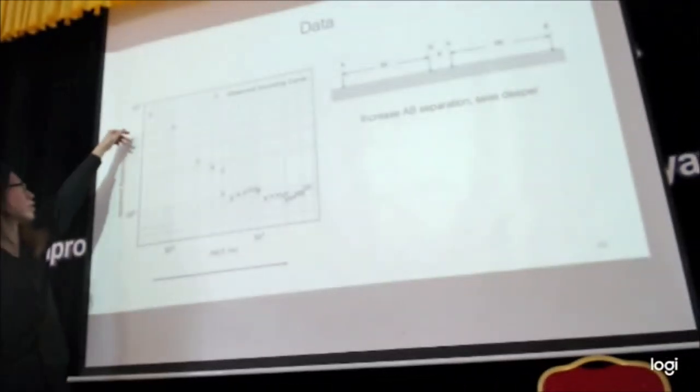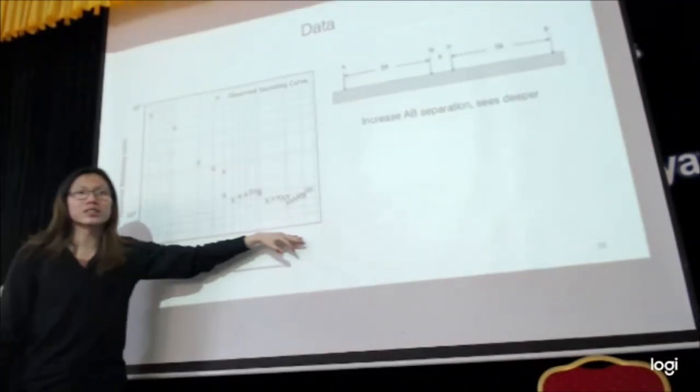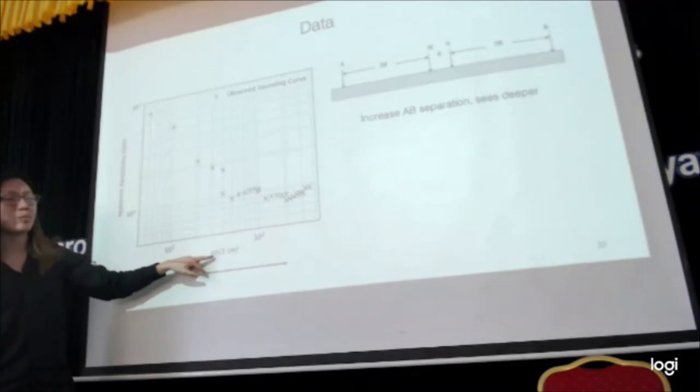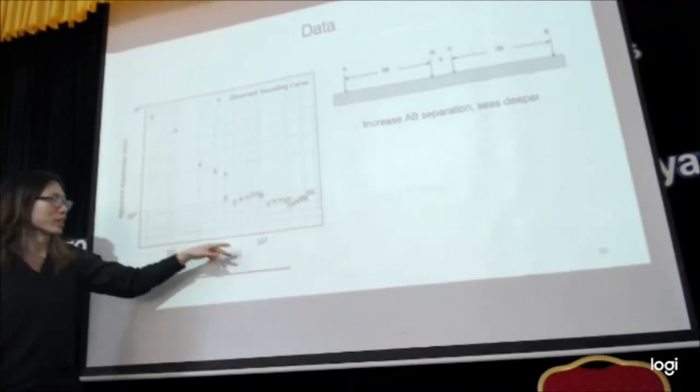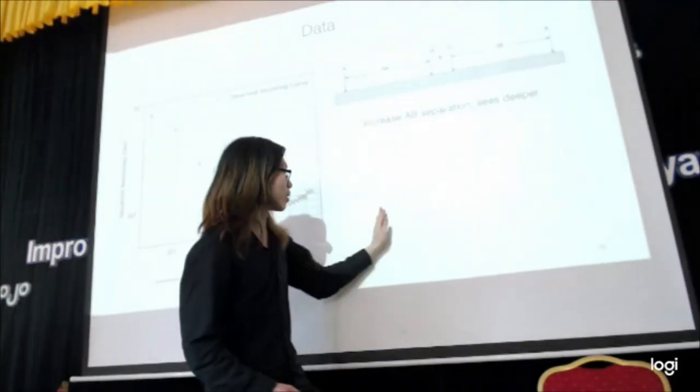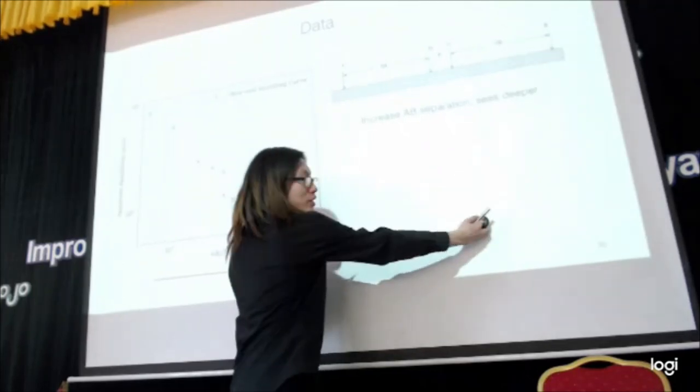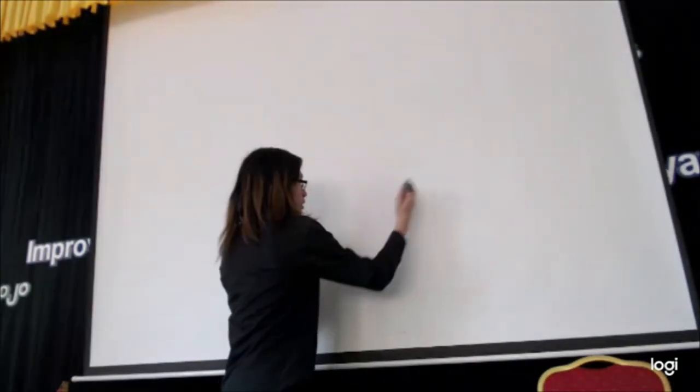So apparent resistivity is on the y axis, and the x axis is AB divided by 2. So, AB, for A, M, and B, is the distance from A to B, divided by 2. Just think of it as the horizontal spacing.